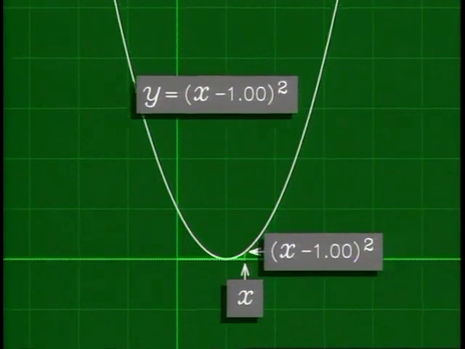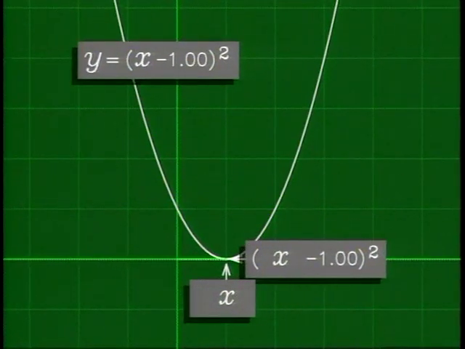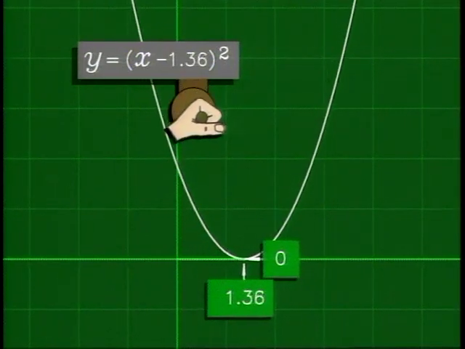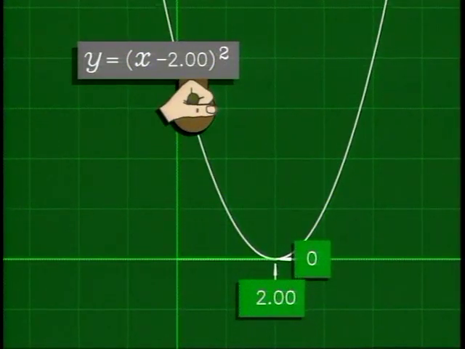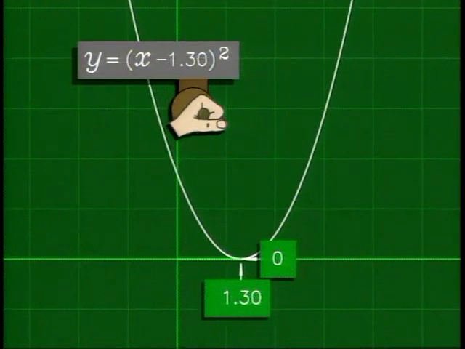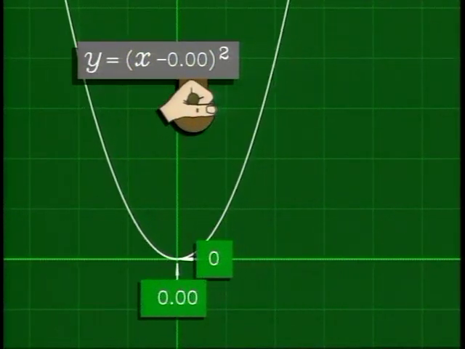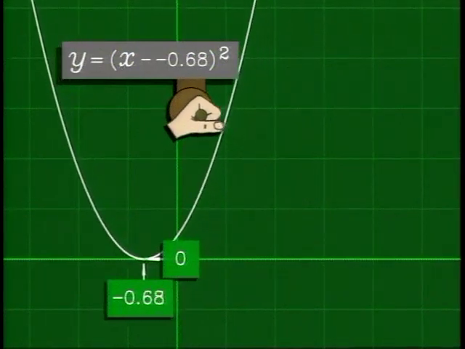We can also translate the curve horizontally by any amount. You get the new equation by replacing x by x minus that amount. The graph is translated to the right of the origin if the amount is positive and to the left of the origin if the amount is negative.